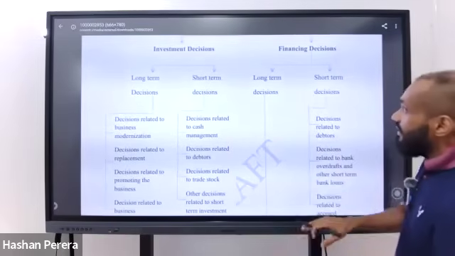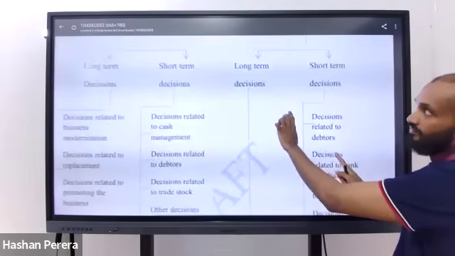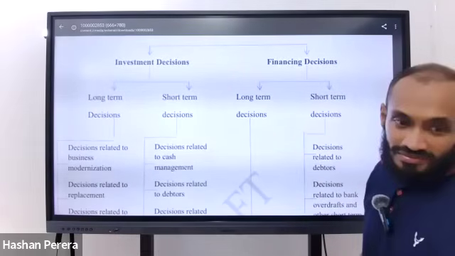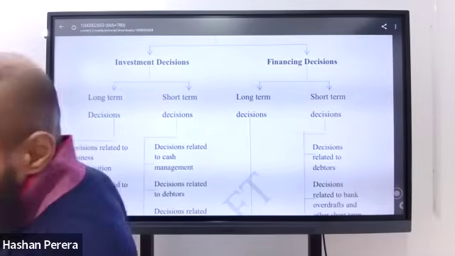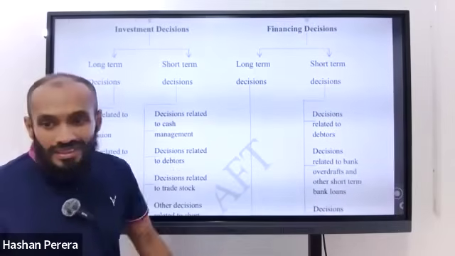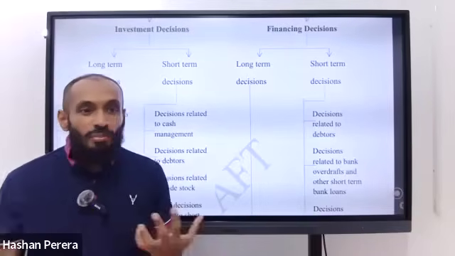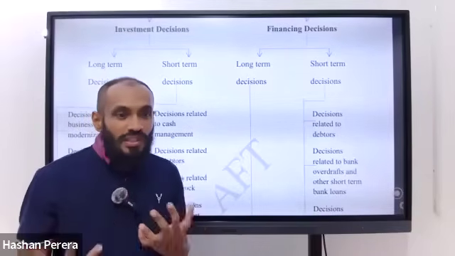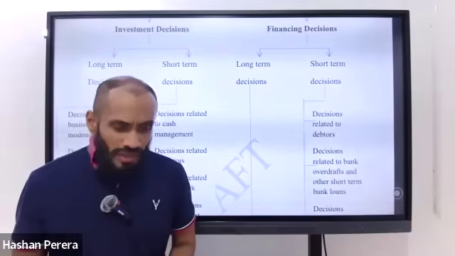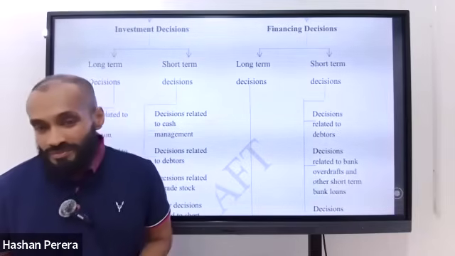Financing decisions. There are financing decisions, long-term and short-term. Short-term decisions mean the ways you can collect money, obtaining funds. Clear? So there are certain short-term ways you can collect funds, which means you have to settle those funds within a short period of time.